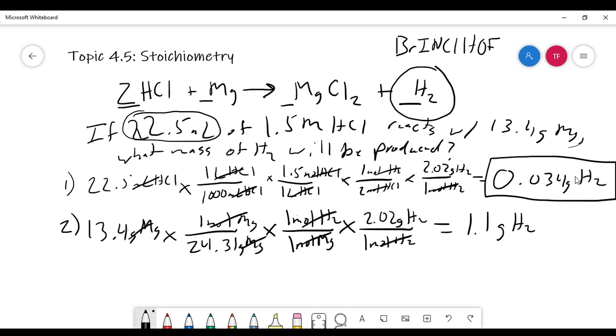So this is our answer because this is the amount that is the least amount of product given our two reactants. So that's just a quick example of how stoichiometry works. Stoichiometry is all about the ratios of the reactants to the ratios of the products.